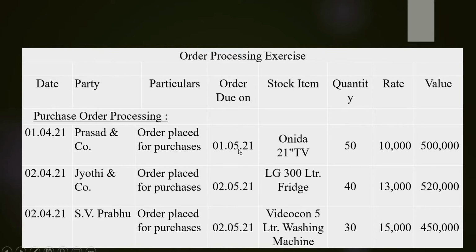Order due is on 1st of May. Stock item is Onita 21 inches TV. Quantity is 50. Rate is 10,000 and total value is 5 lakh. For order processing, date is very important for tracking the things. Let's see how to pass this particular entry in Tally.